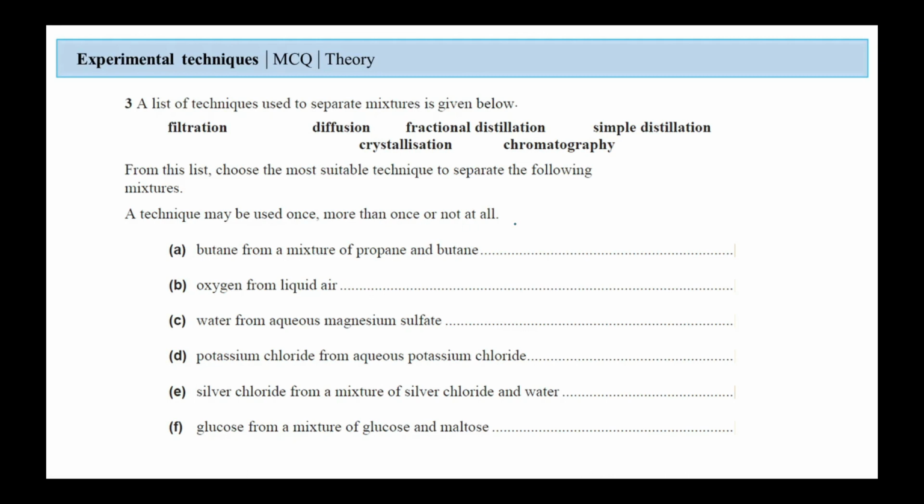A. Butane from a mixture of propane and butane. Both of them are alkanes, and to separate between them, we'll be using a fractionating column. This means we'll be using fractional distillation. Now let's see the next one. Oxygen from liquid air. This one also can be separated by using fractional distillation, like the previous one.